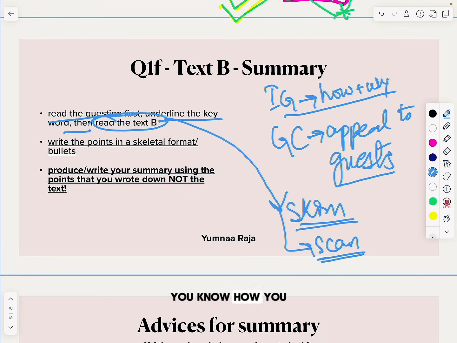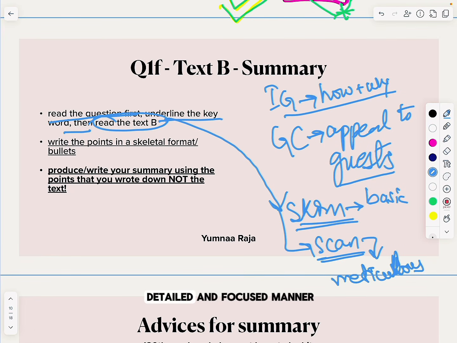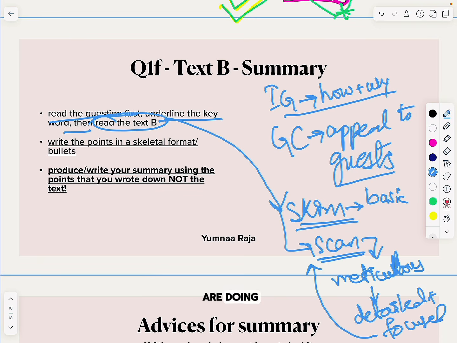Skim is to have, you know how you say a bird's eye view, so a basic idea of something. But scanning is, you can say, a meticulous way of reading something. So when you are reading something in a detailed and focused manner, that is actually scanning. So what you are doing, if I were to simply put this, you're reading the question, underlining the keywords, and then scanning, not skimming, scanning the text for all the relevant ideas.